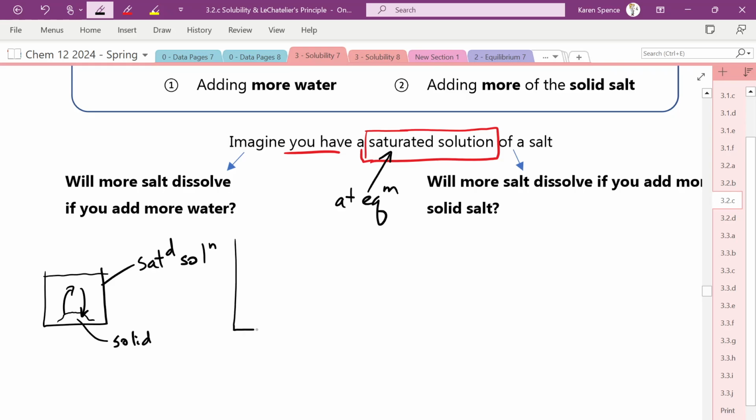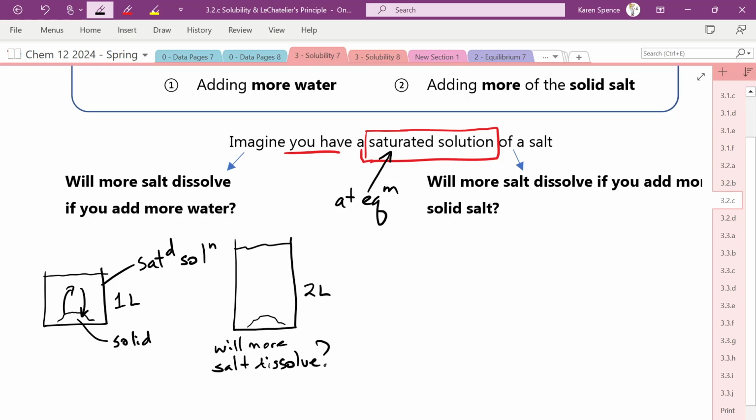What will happen if we double the volume? Will more salt dissolve? No. I want you to think about what you just said. So you have taken a cup of water and you've dumped in some salt and stirred it around, and now there's some salt left. Now you add another cup of water and you stir it. Will more salt dissolve? Really? You cannot dissolve more salt in 2 liters than you can in 1 liter? Of course you can. So will more salt dissolve?